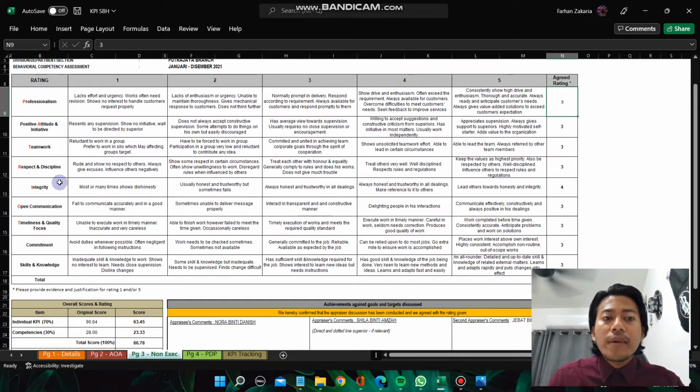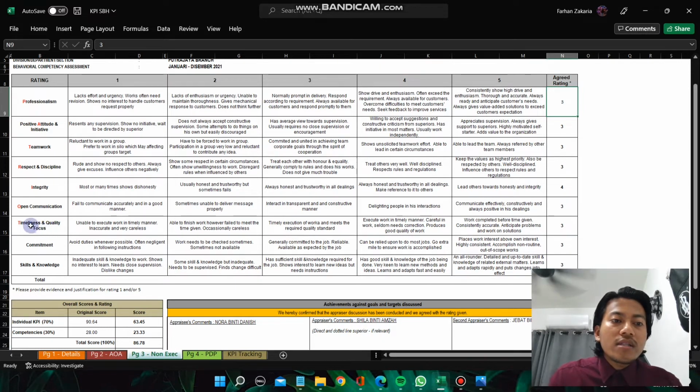The fourth one is respect and discipline, also rated 3, and it states here: treat each other with honor and equality, generally comply with rules, and does his or her work and does not give much trouble. For integrity, this is rated 4 points, and 4 points means always honest and trustworthy in all dealings. The sixth one is open communication, also rated 3 points: interacts in a transparent and constructive manner.